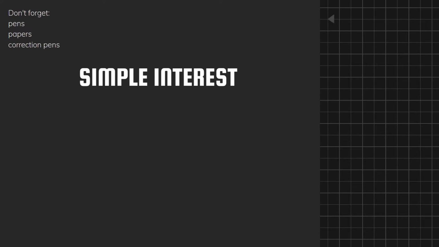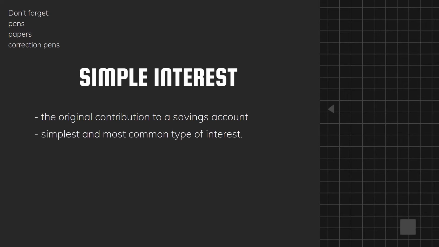To begin, a simple interest is an interest calculated on the principal portion of a loan, or in simpler terms, the original contribution to a savings account. This is also the simplest and most common type of interest.